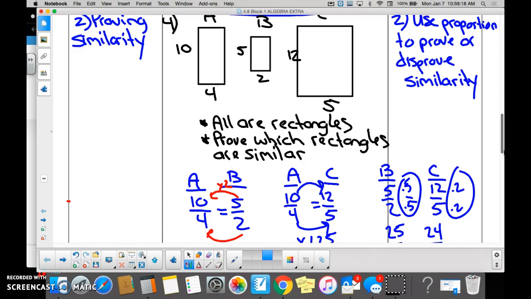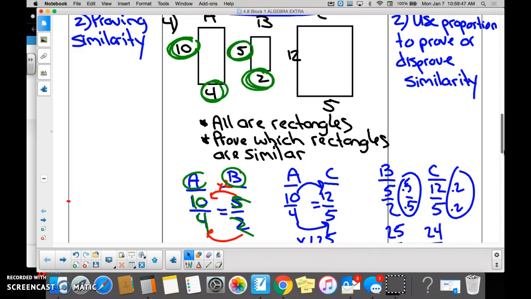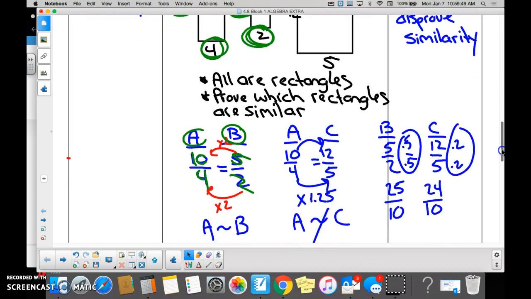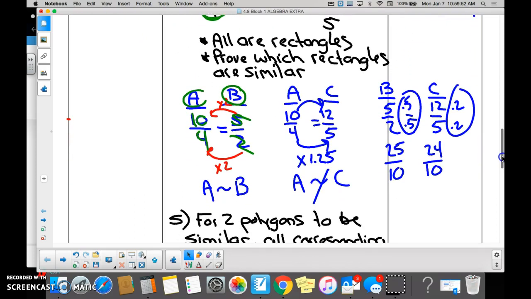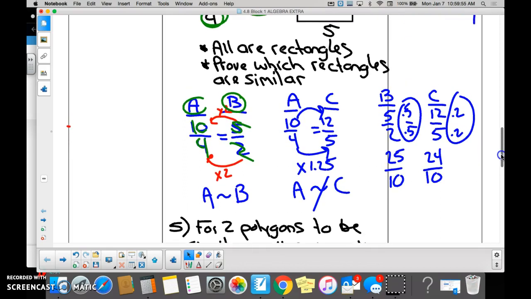So we just needed to figure out if, comparing A and B, this side and this side and this side and this side would be proportionate, right? Yes. So we did 10 over 4 for rectangle A, and we did 5 over 2 because 5 corresponds to 10, and 2 corresponds with 4. And when we multiplied, we realized that 2 times 2 is 4, 5 times 2 is 10, therefore they're proportionate, which makes the rectangles similar, right?